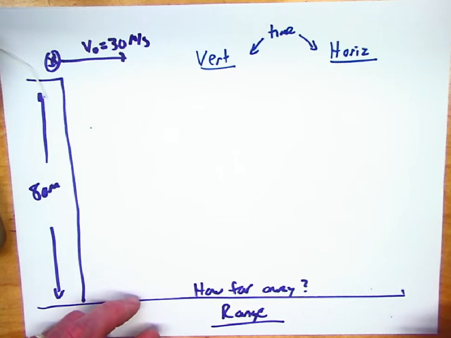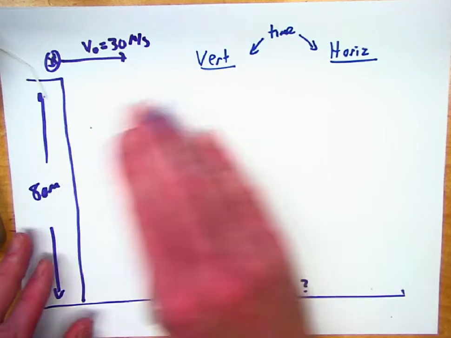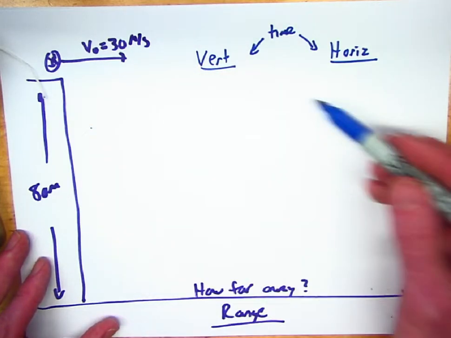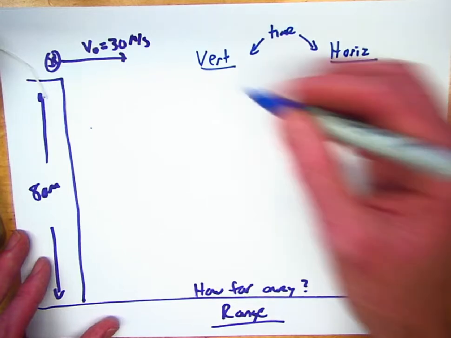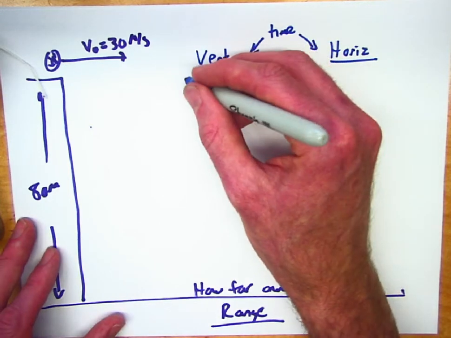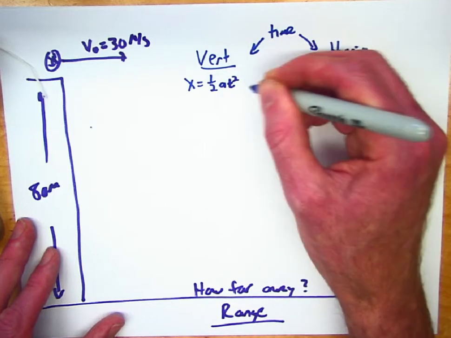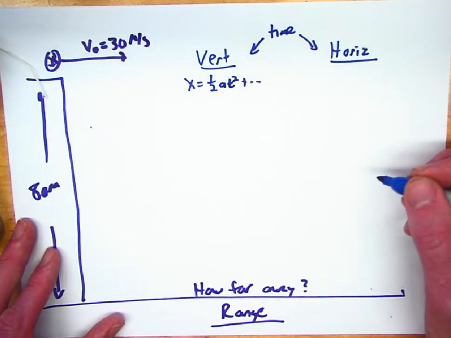What's happening in the vertical direction? Well, if we just ignore the horizontal direction, you just have a ball that's falling 80 meters, right? So let's do the vertical and horizontal, and then we'll combine them. But the vertical direction, I can just write my good old x equals 1/2 at squared equation, plus the other stuff that's not really important right now.